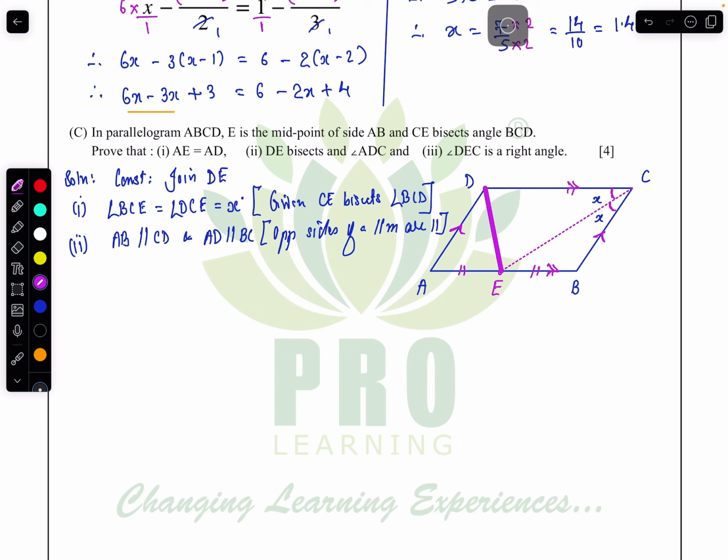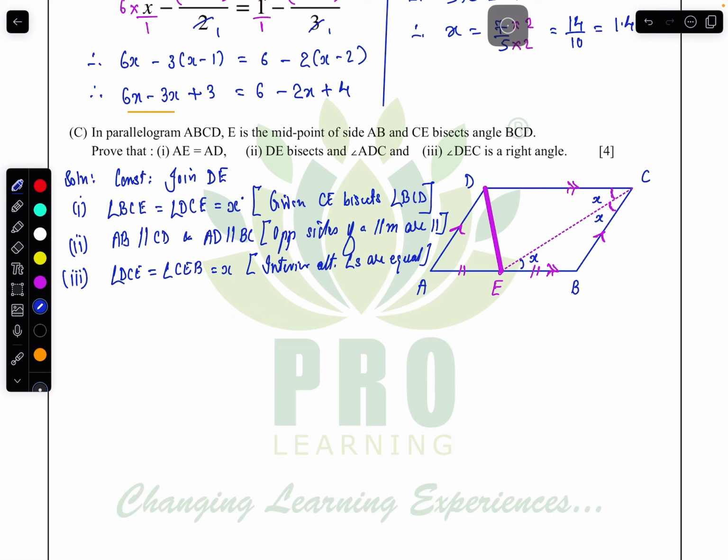Since we know it is parallel, we can use the interior alternate angles are equal property. So here we want to state step 3. We want to say that angle DCE is equal to angle CEB, which is going to be called X, and the reason for this is interior alternate angles are equal. So this is taken care of. We have got this angle as X.